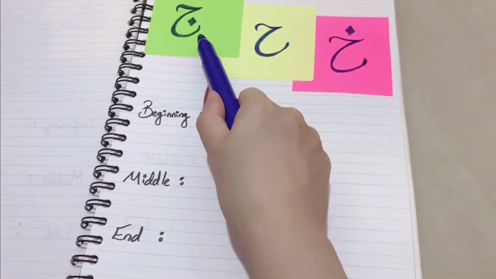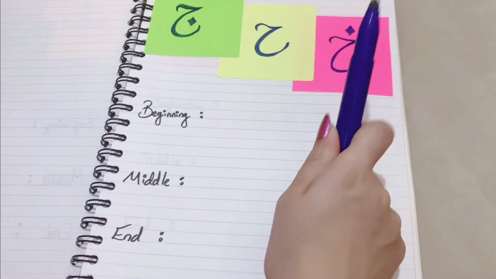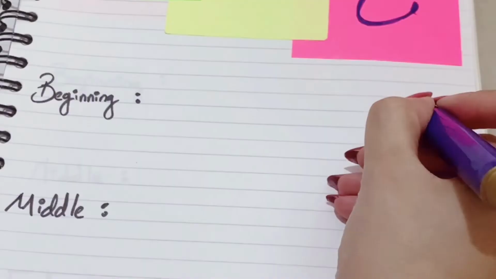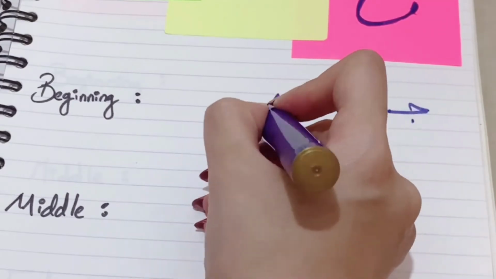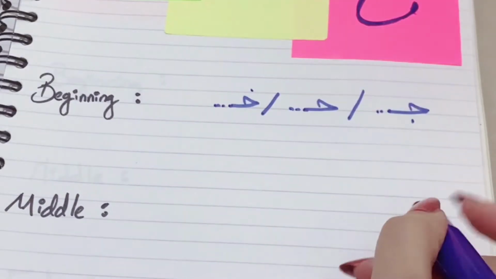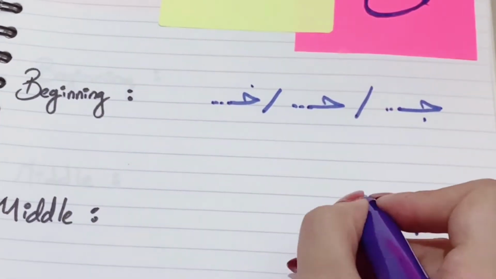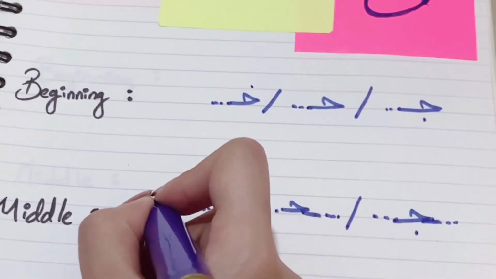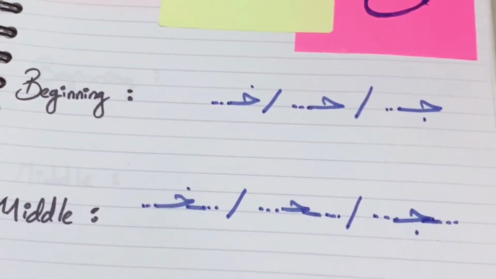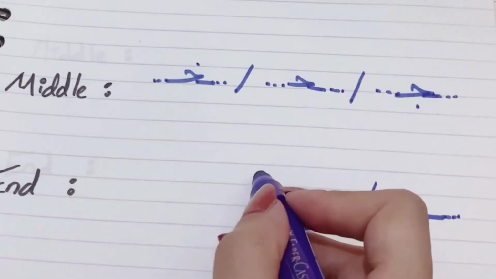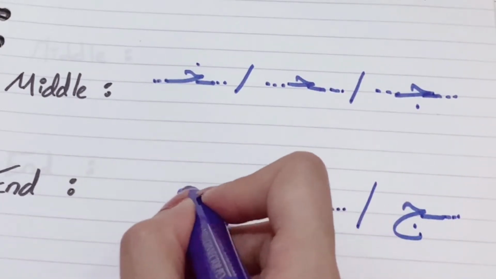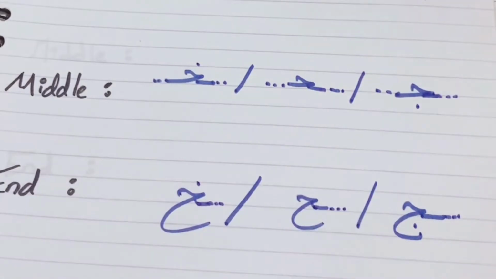Moving on to the letters Jeem, Ha, and Khaa. For the beginning, Jeem, Ha, Khaa will look like this. Jeem has a dot underneath, Ha no dots, and Khaa a dot above. You write them the same way in the middle of the word and at the end of the word. They look exactly the way you write them in the isolated form, it's just that you connect them.